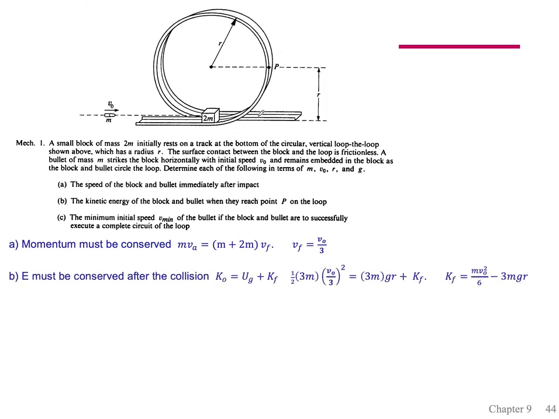How fast is it moving over here at point P? Well, at point P now, so remember when the bullet embeds in here, we have heat generated. And so we can't just use energy conservation to get this velocity. You'll get the wrong answer.